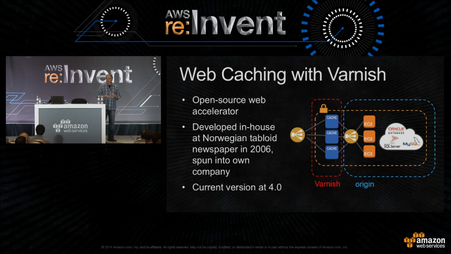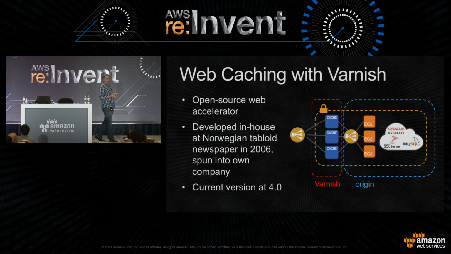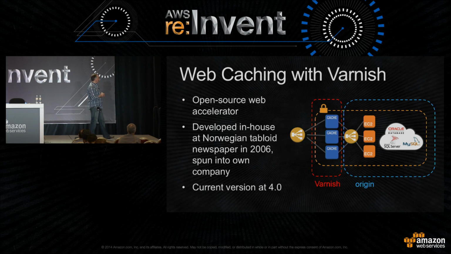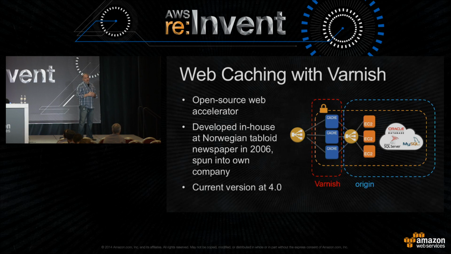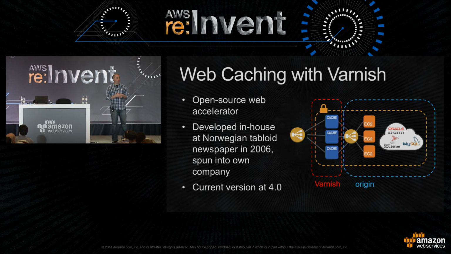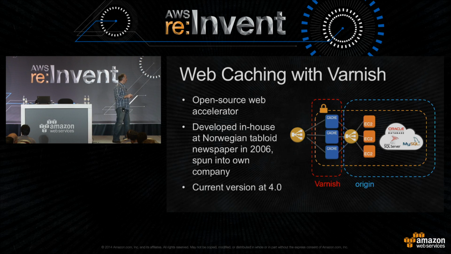So I've mentioned Varnish a few times. Let's step back and take a look at what Varnish is. Some of you may be using Varnish, some of you may be using Apache. We'll use Varnish in this session as an example, as I've already mentioned. Varnish is an open source web accelerator. It is the web cache, an example of the web cache that we've been talking about.